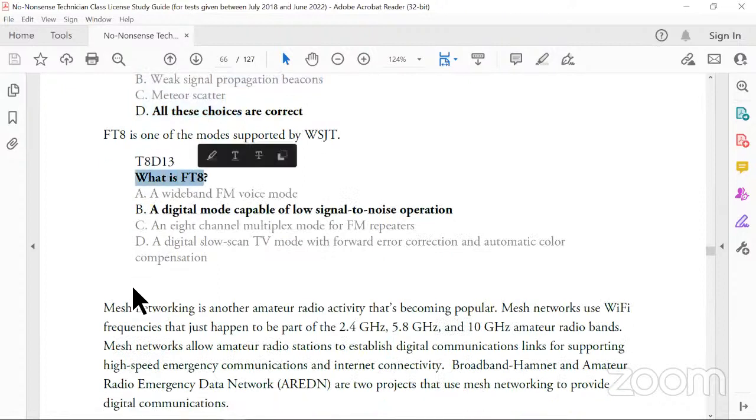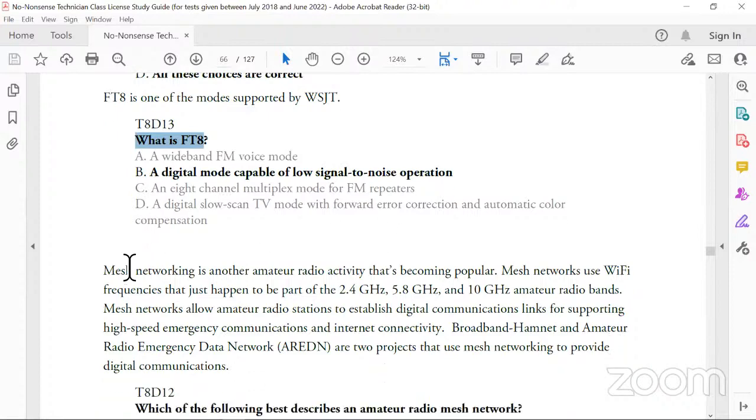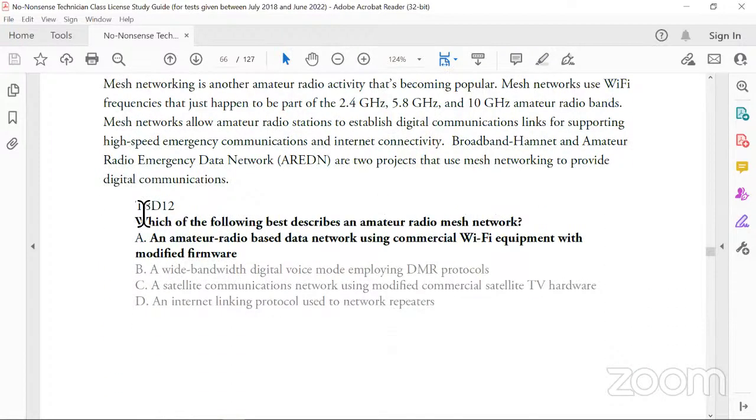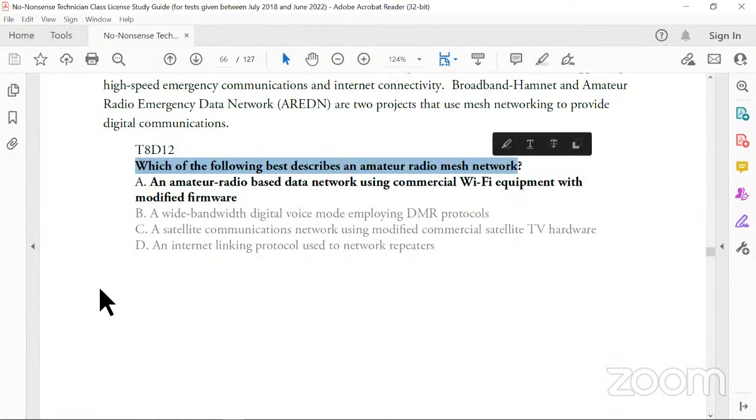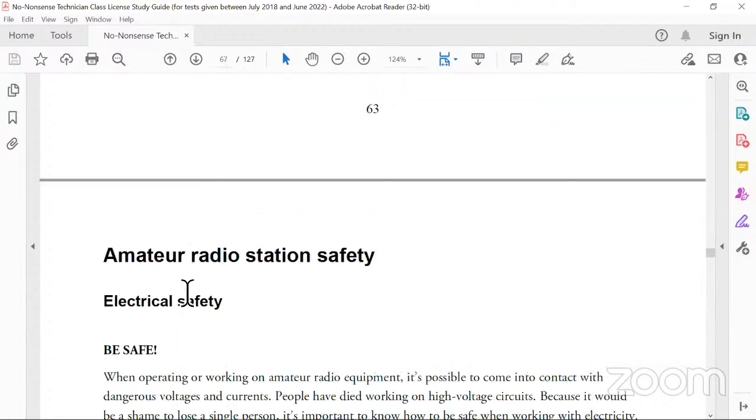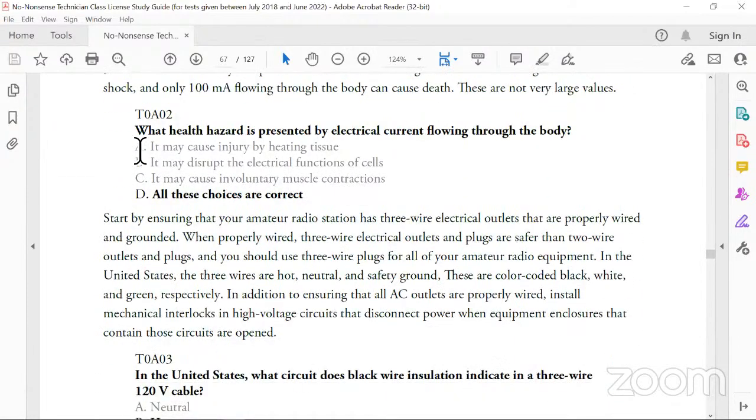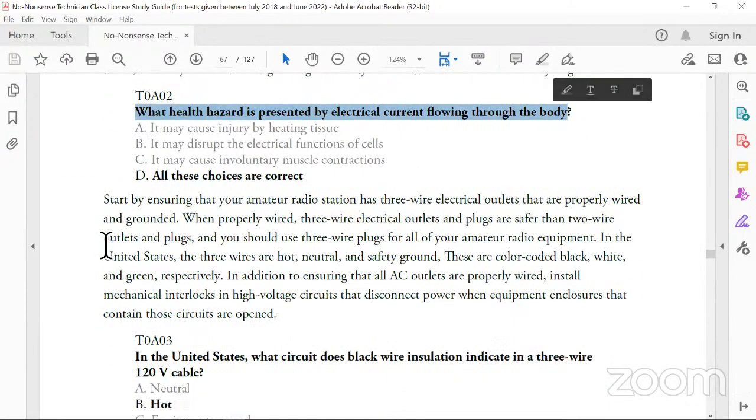What is FT8? We said it's a digital mode capable of low signal to noise operation. Very good mode. Excellent indeed. Which of the following best describes an amateur radio mesh network? And we said it's an amateur radio-based data network that uses commercial Wi-Fi equipment with modified firmware. So that's what an amateur radio mesh network is. All right, so we go now to safety questions.